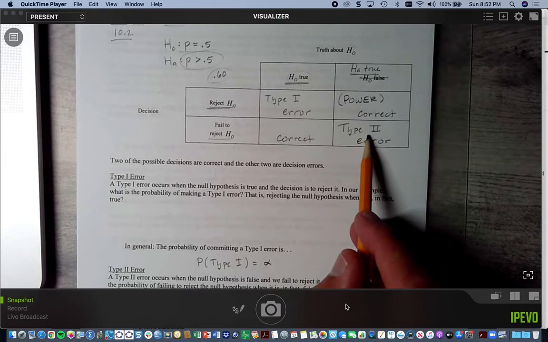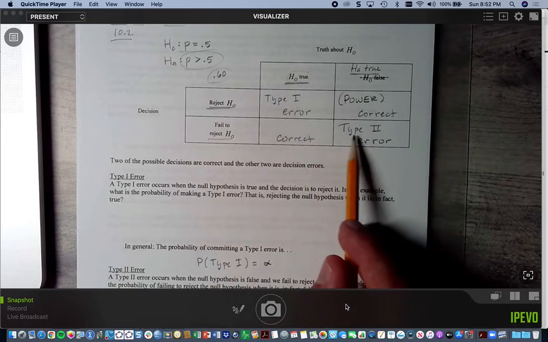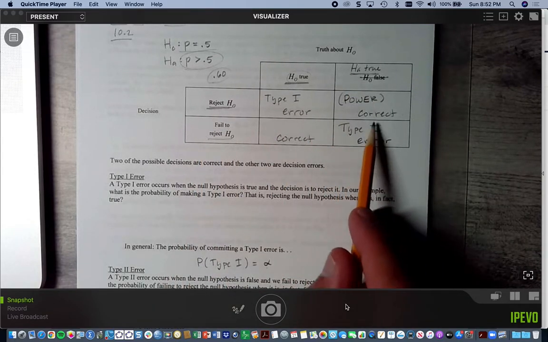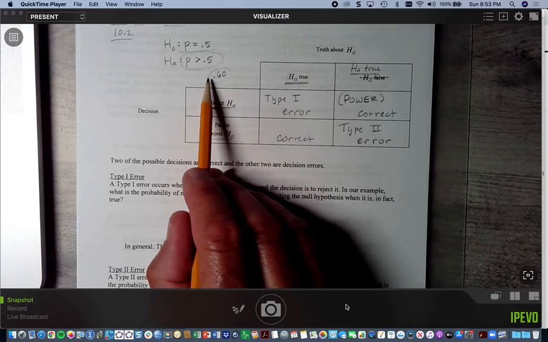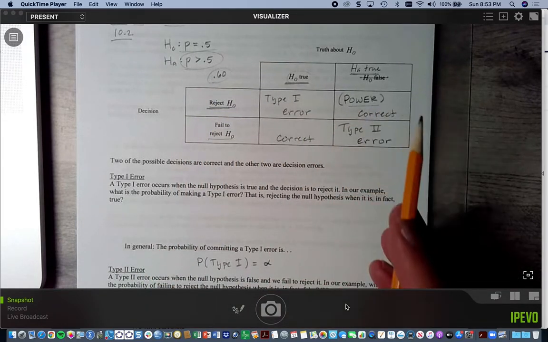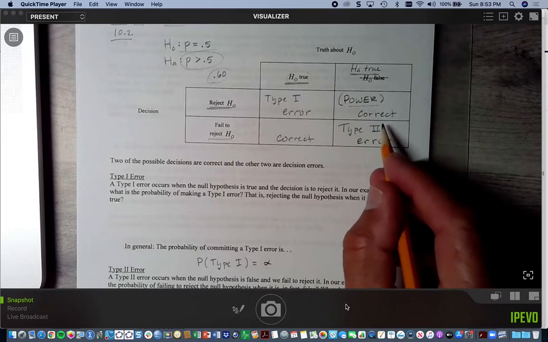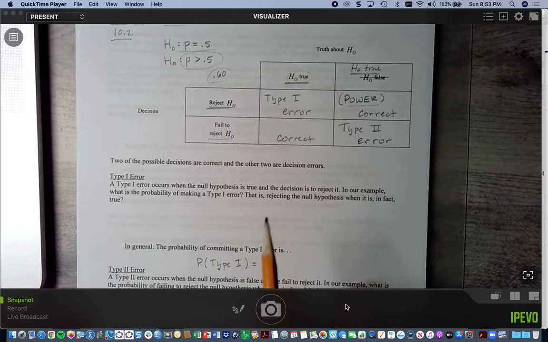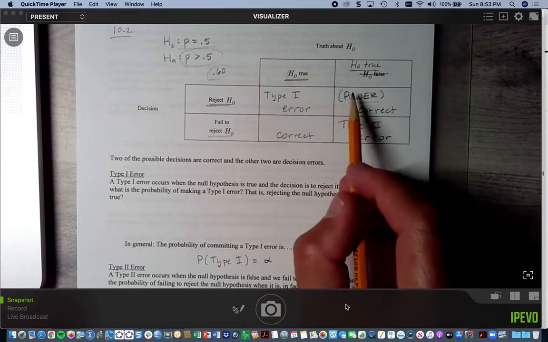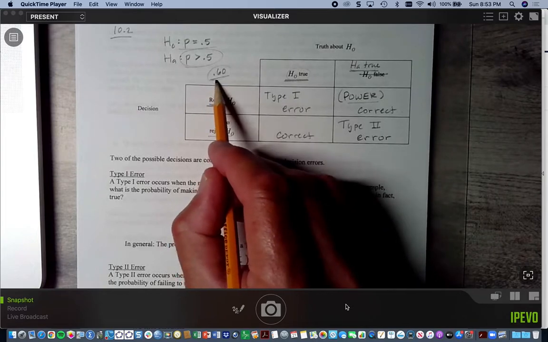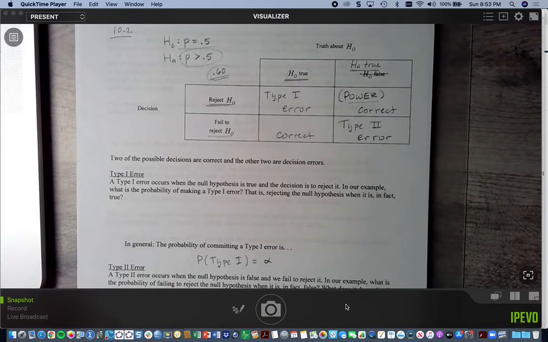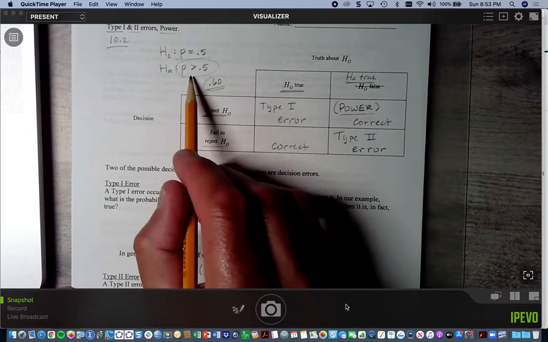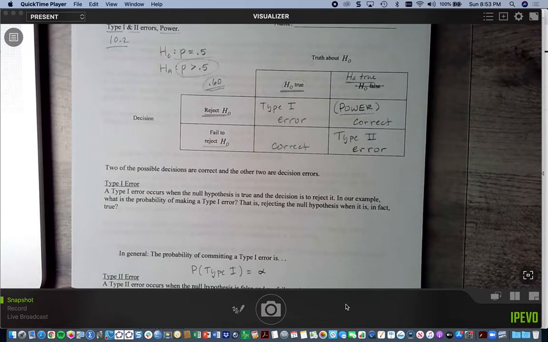If we want to find the probability of a type 2 error, we want to find the probability that we're going to fail to reject the null hypothesis when it's actually false. This might be easier to look at when we talk about power, because power is just the complement of a type 2 error. It makes a lot more sense to talk about the power. So the power of the test, if this coin is set so that it comes up heads on average 60% of the time, is the probability of rejecting the null hypothesis.